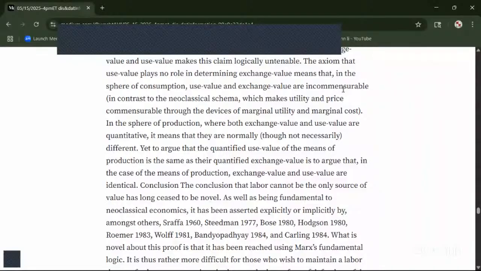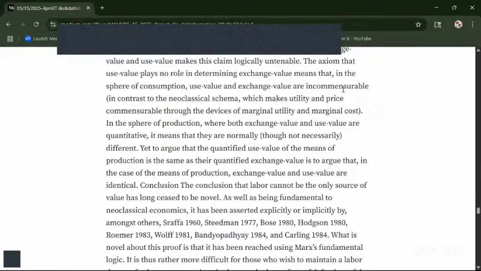As well as being fundamental to neoclassical economics, it has been asserted explicitly or implicitly by, among others, and they do it for a variety of reasons. In some ways, it's to get the math to work. It's to drive a point about equilibrium. It's a point to drive a whole bunch of other matters.